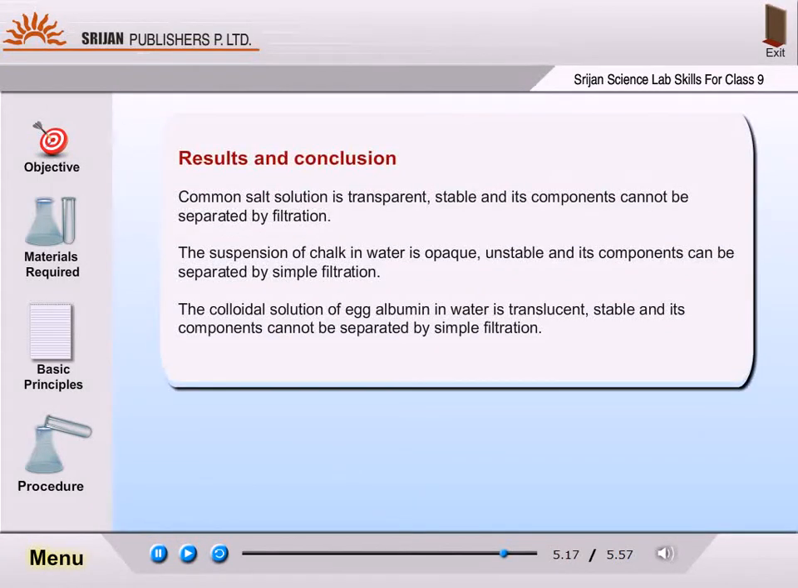Results and conclusion. Common salt solution is transparent, stable, and its component cannot be separated by filtration. The suspension of chalk in water is opaque, unstable, and its components can be separated by simple filtration. The colloidal solution of egg albumin in water is translucent, stable, and its components cannot be separated by simple filtration.